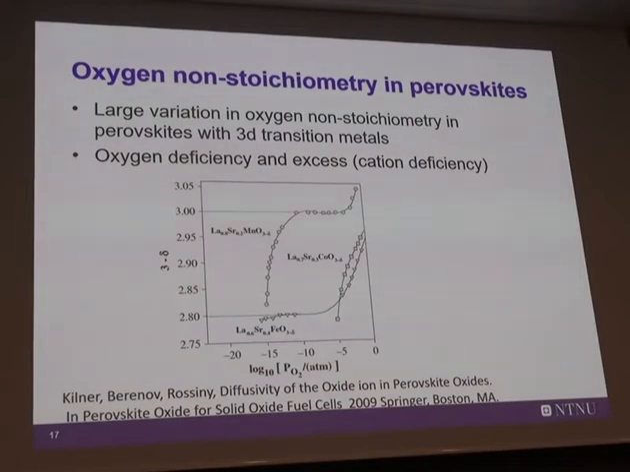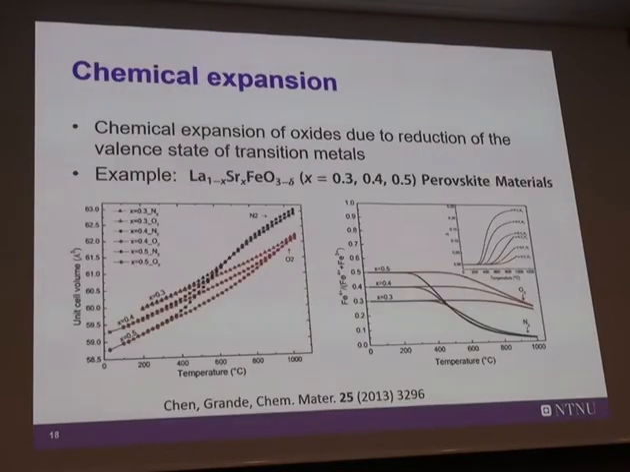Especially if you have transition metals, and especially 3D transition metals, you have to take care of what's going on. There are some other interesting phenomena taking part at the same time as you introduce these oxygen vacancies. One of them is called chemical expansion of oxides due to the reduction of the valence state of transition metals. This is one of the examples I showed you in the previous graph, lanthanum strontium ferrite, where you have a substitution level of 0.3, 0.4, 0.5, so 30 to 50% strontium on the lanthanum site in the lanthanum ferrite.